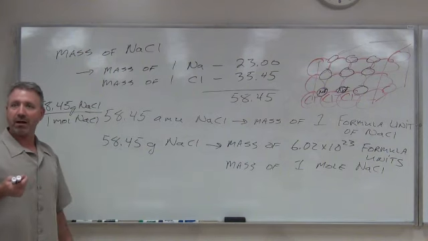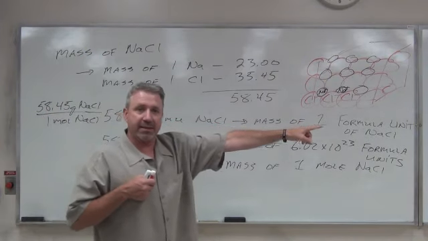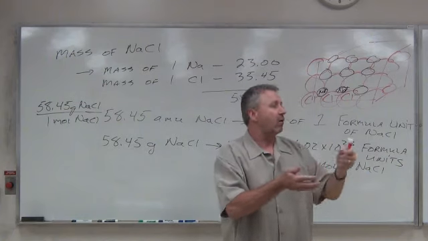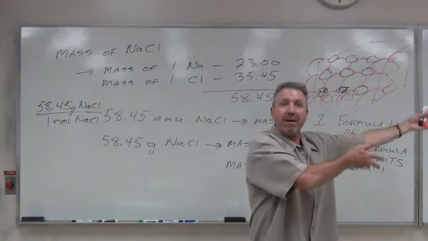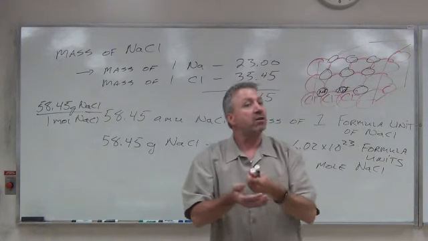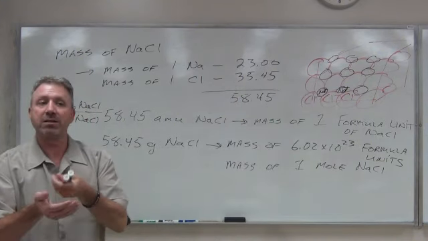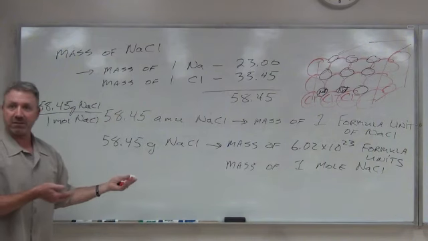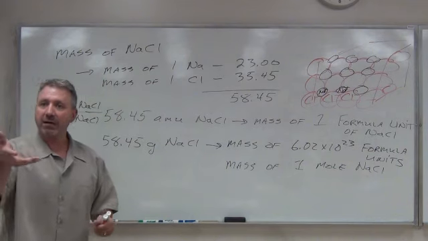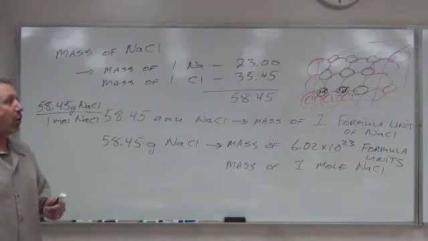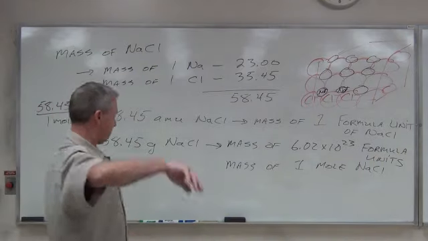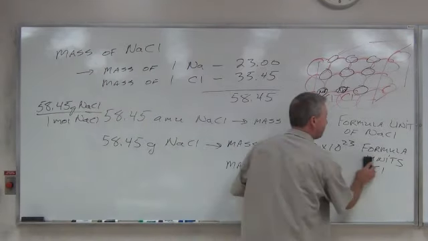Every formula, you can add up its masses and generate a conversion, which allows you now to convert masses into number of moles. And if you can convert them into moles, you can convert them into formula units or molecules or even atoms. We're going to do that. We'll figure out how many gold atoms are in a certain mass of gold.